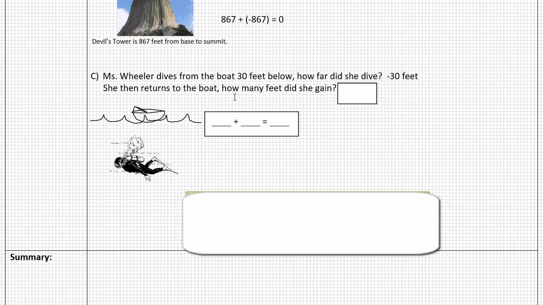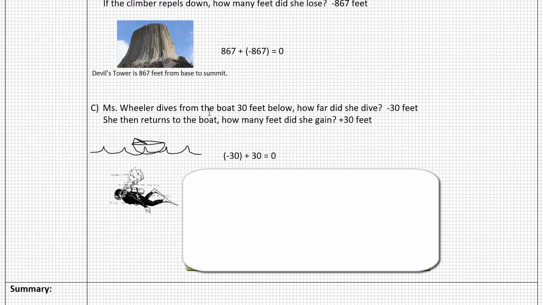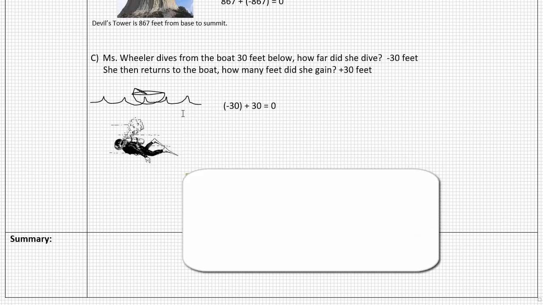If she then returns to the boat, right, you gotta go back up to get oxygen, right? So now she went straight, and we're gonna assume she went straight down, and now she's going straight back up. How many feet did she gain? Well, she gained 30 feet. So go ahead and write out the number sentence. If we combine these two actions, what happens? So if you wrote down that -30 when she originally dove down plus 30 when she came back up equals 0, I would agree with you.